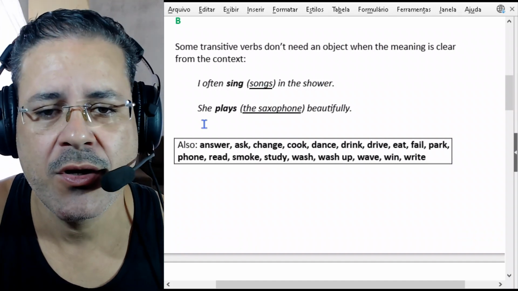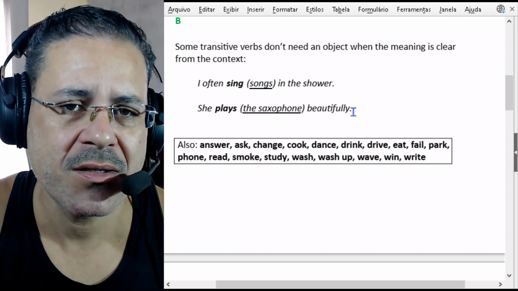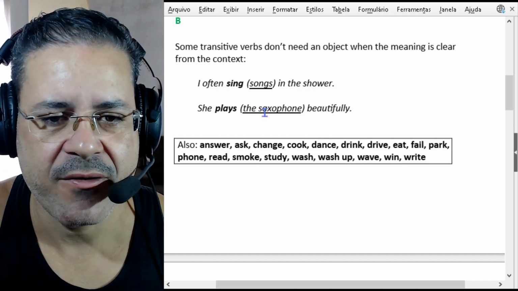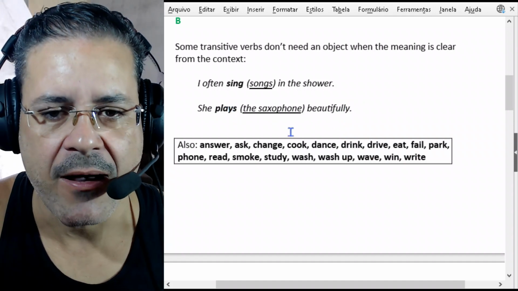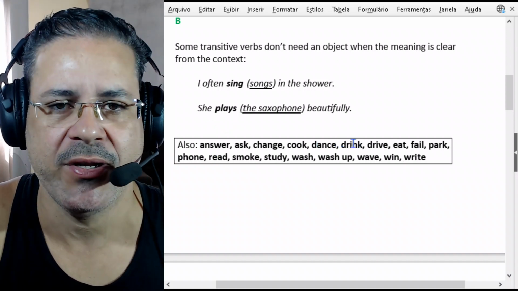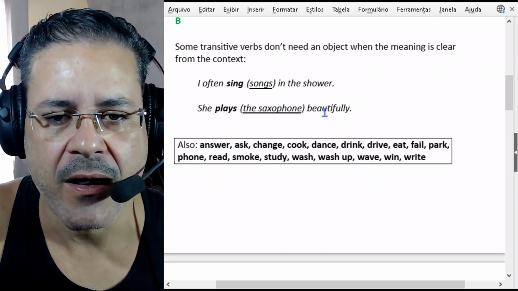Another example, she plays beautifully. She plays what? The saxophone. But it's clear from the context that she plays an instrument, in that case the saxophone. She plays the saxophone beautifully. She plays beautifully. She plays beautifully what? The saxophone.